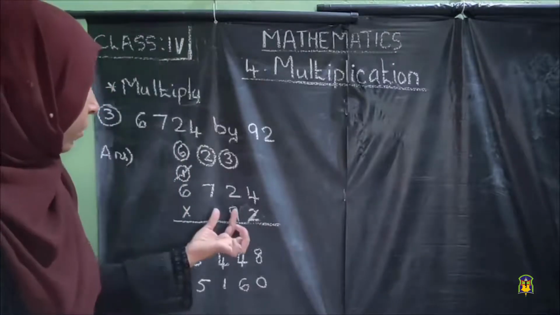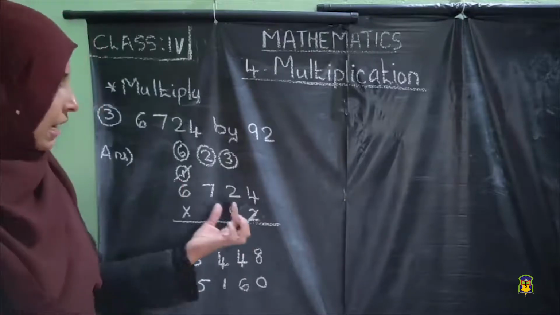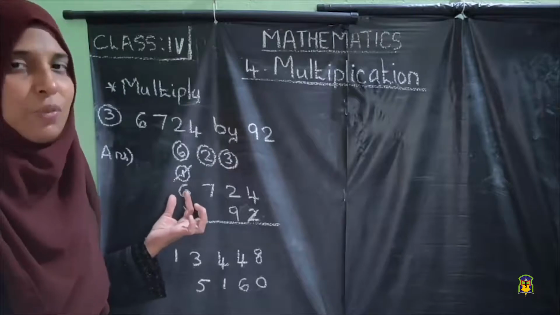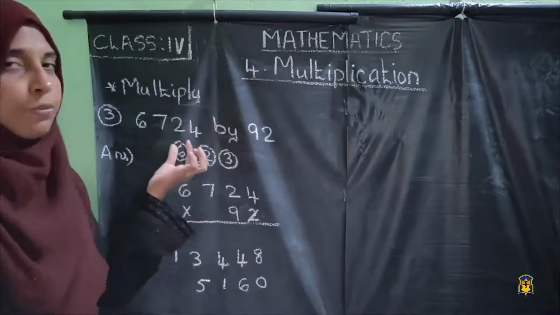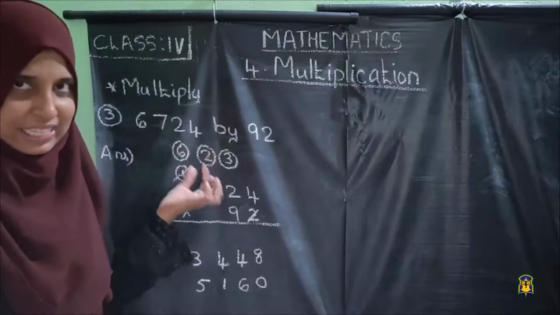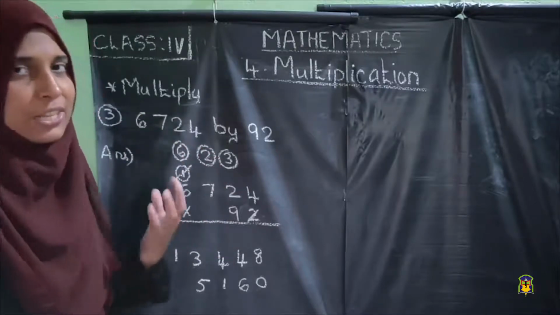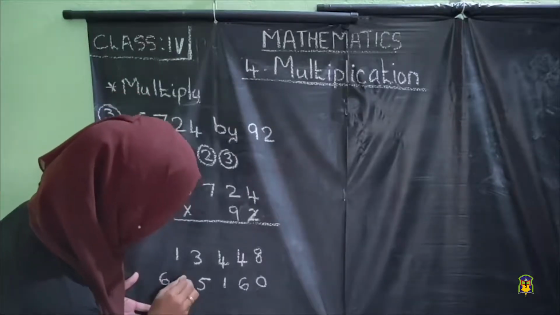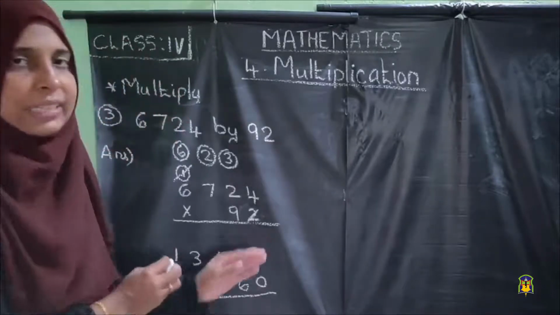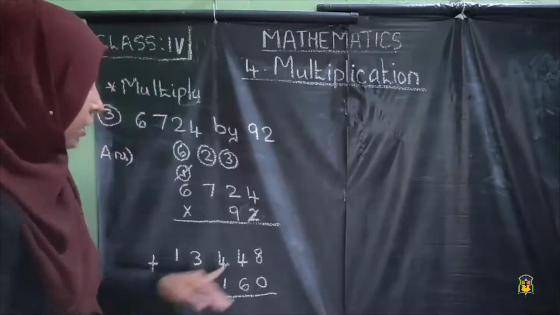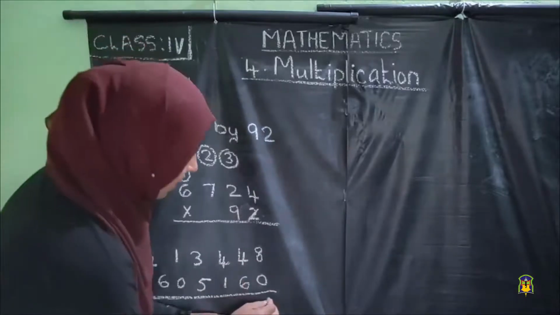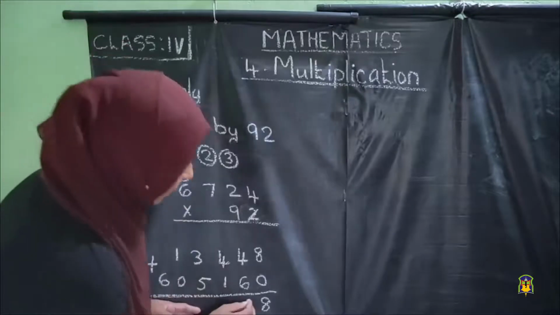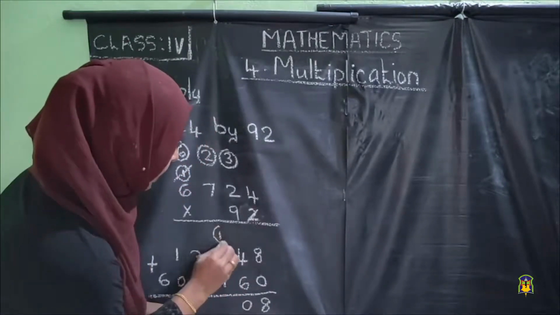Then what is 9 into 6? 9 into 6 is 54, and 54 plus 6 is 60. There are no other numbers here, so we can write 60 here itself. Next we want to add these two numbers. What is 8 plus 0? 8 plus 0 is 8. Next, what is 4 plus 6? 4 plus 6 is 10. So in 10 we can write 0 here and 1 as carryover.